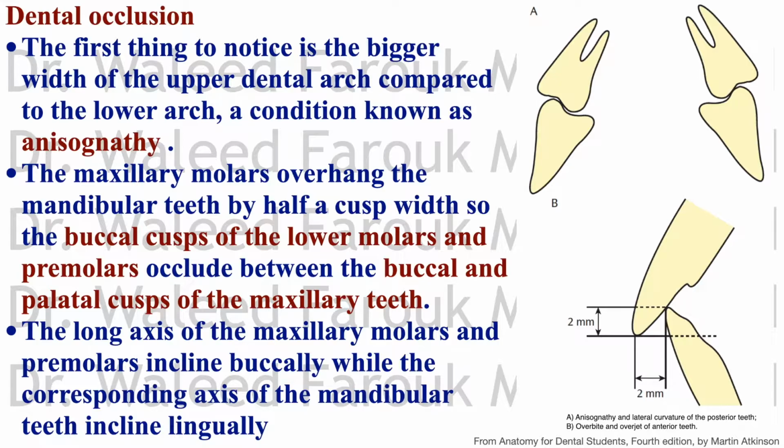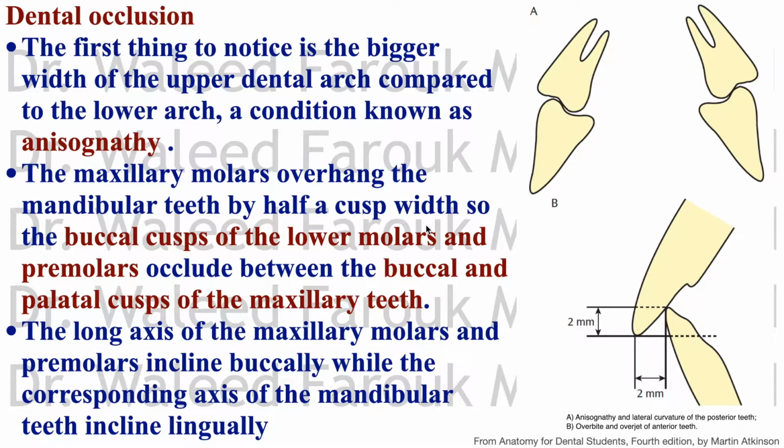Now, the position of the teeth in relation to each other is called the dental occlusion. The first thing to examine is the width of the dental arch. The upper dental arch is bigger in width compared to the lower arch. This is known as anisognathy. So anisognathy means that the upper dental arch is wider than the lower dental arch.